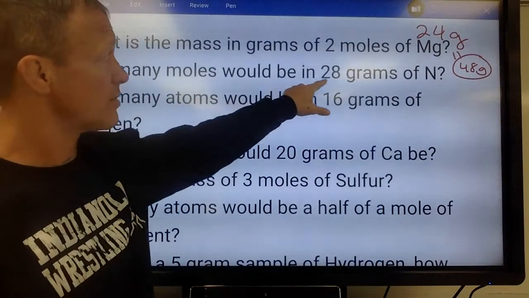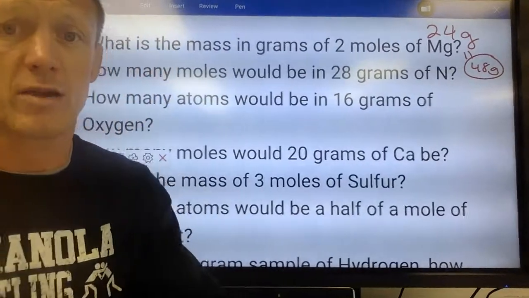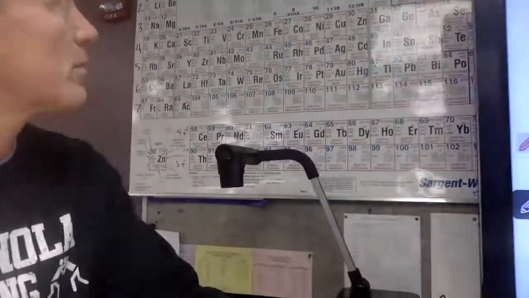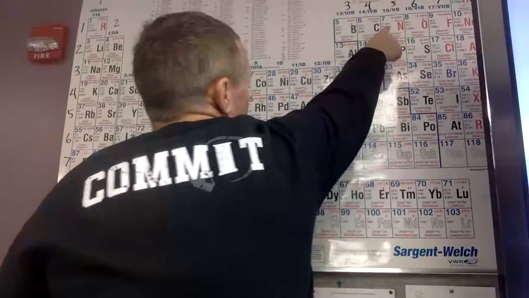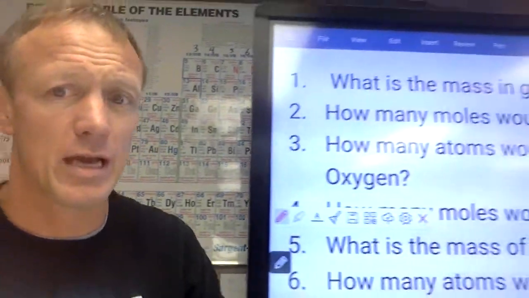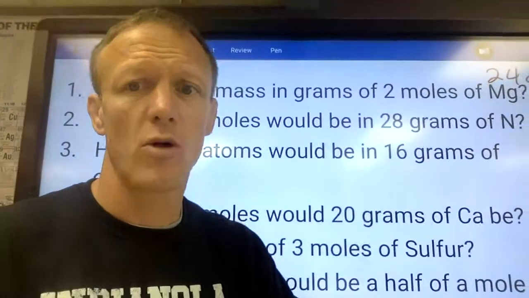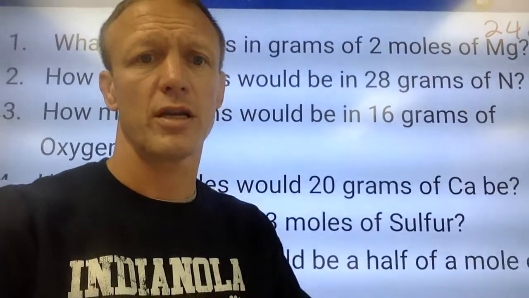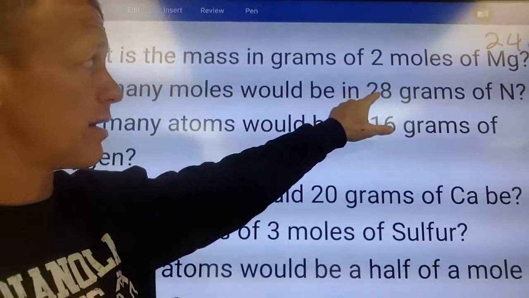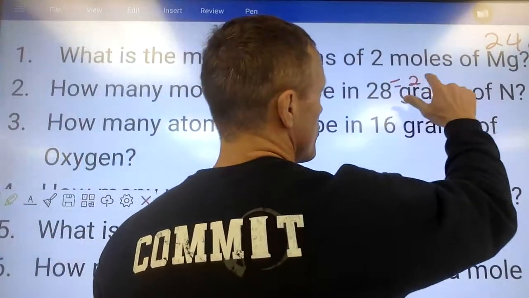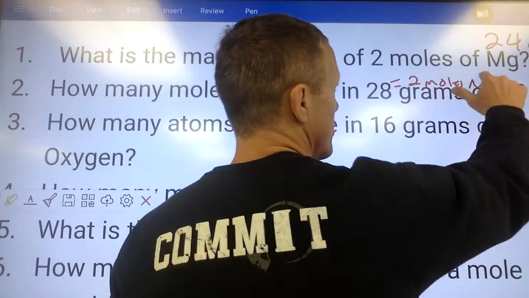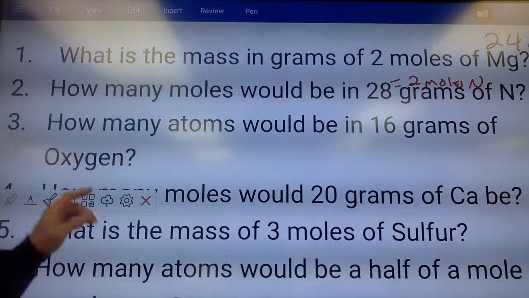How many moles would be in 28 grams of nitrogen? If we find nitrogen in the periodic table, I'm going to slide over. You're going to see nitrogen here. Hopefully, you guys can see nitrogen. There's nitrogen up there. You notice that nitrogen is 14.0067, just 14. So that means nitrogen is 14 grams for 1 mole. Sliding back over. So every mole of nitrogen weighs 14 grams. Well, the question says, how many moles would be in 28 grams? If 14 grams is 1 mole, then 28 grams would be 2 moles of nitrogen, because every 14 grams is a mole.